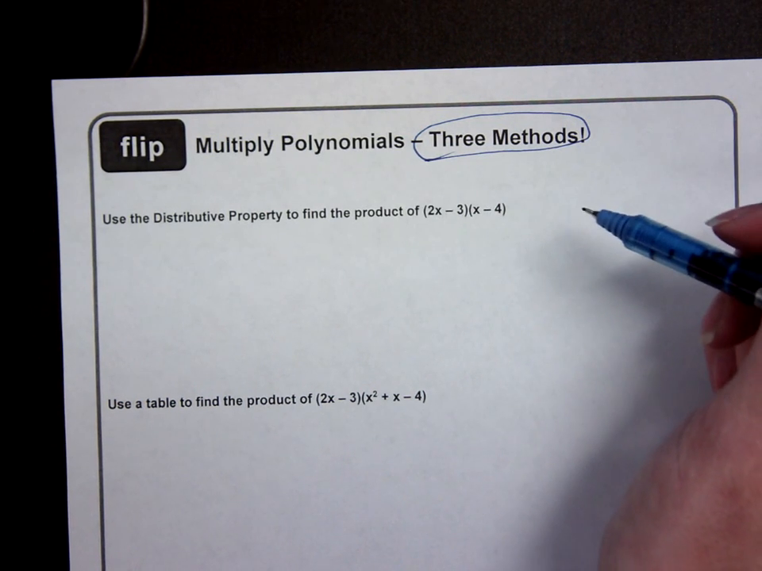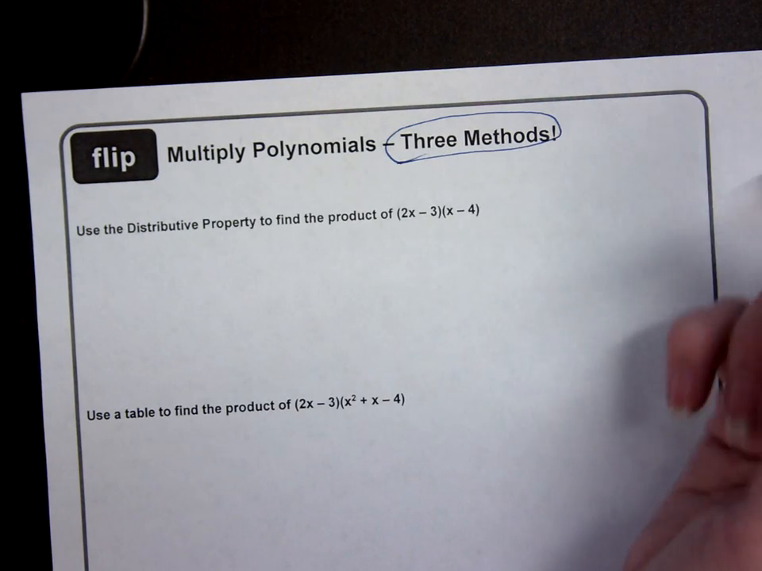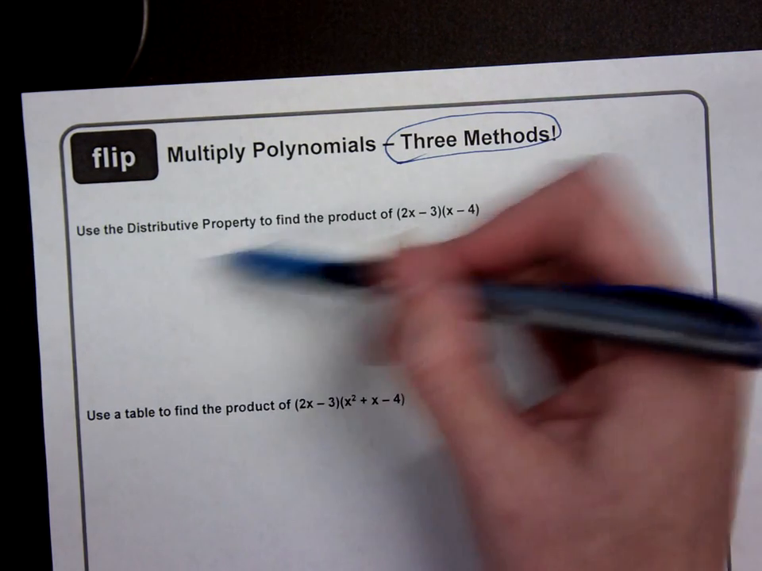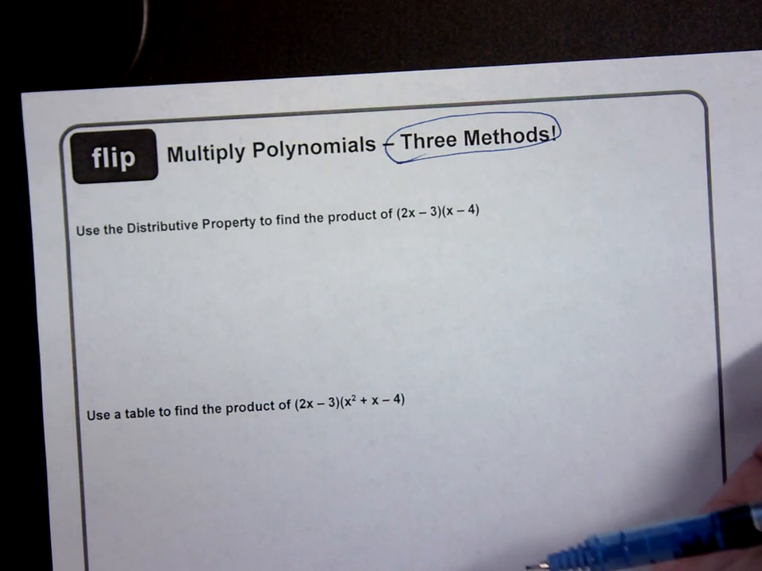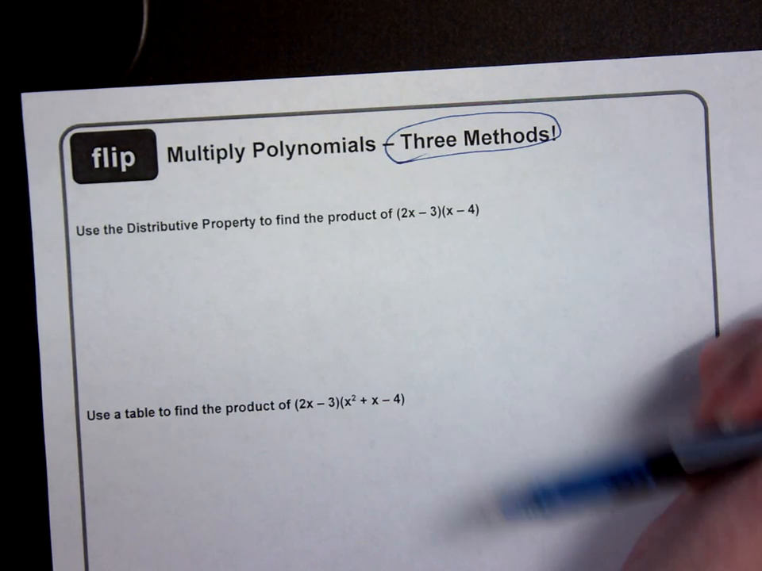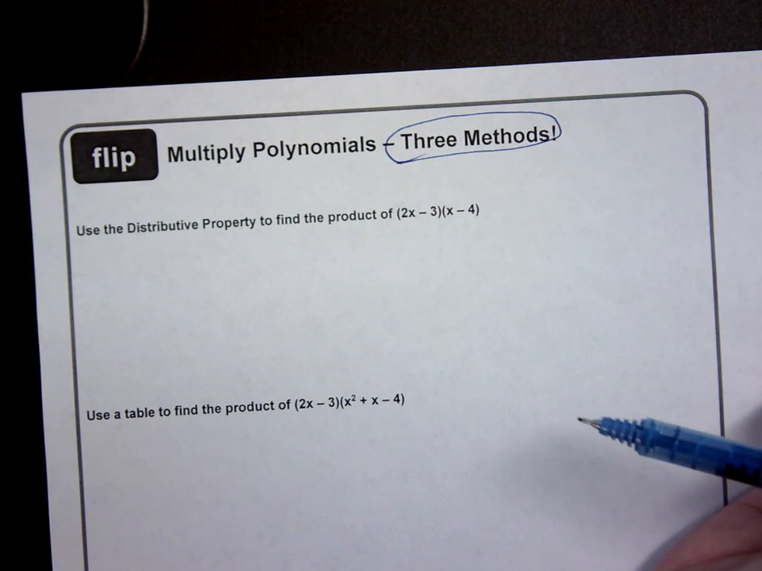But that's okay. You're going to pick the one that you like the best, and that's the one you're going to use. There are a few places where you're going to have to use the distributive property or you're going to have to use the table, but then once we've practiced with some, it's going to be up to you making the choice to do them the way you're most comfortable.